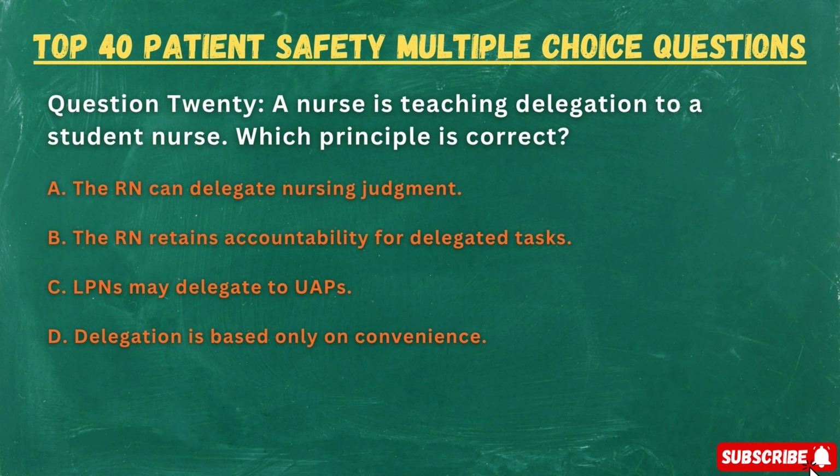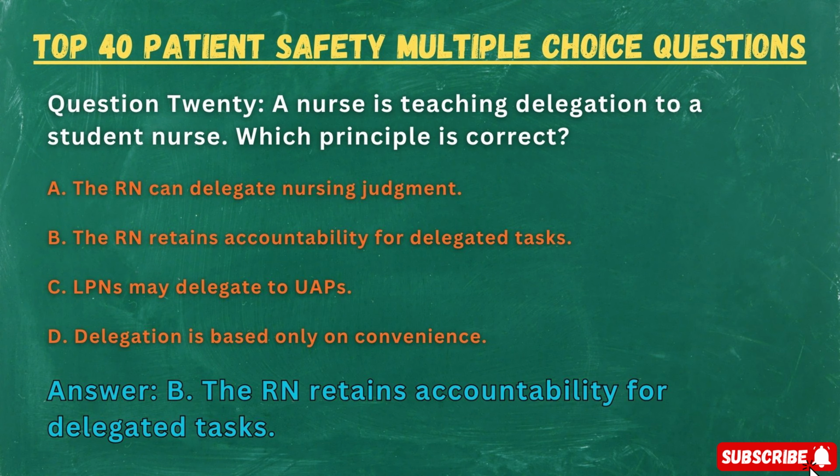Question 20. A nurse is teaching delegation to a student nurse. Which principle is correct? A. The RN can delegate nursing judgment. B. The RN retains accountability for delegated tasks. C. LPNs may delegate to UAPs. D. Delegation is based only on convenience. Answer: B. The RN retains accountability for delegated tasks.